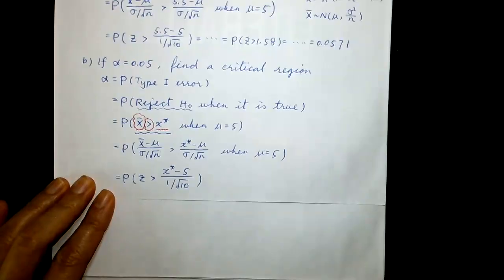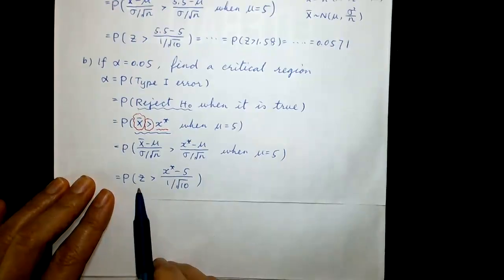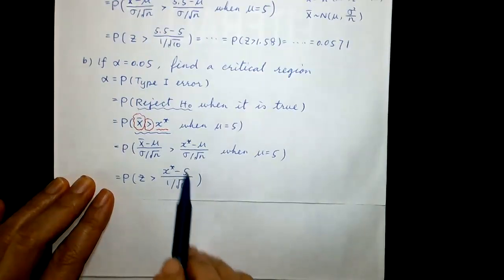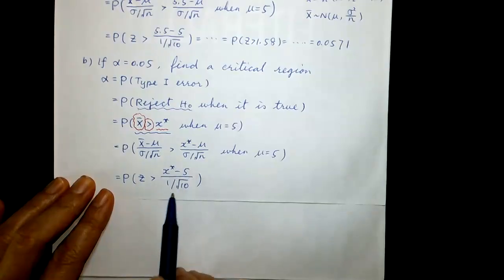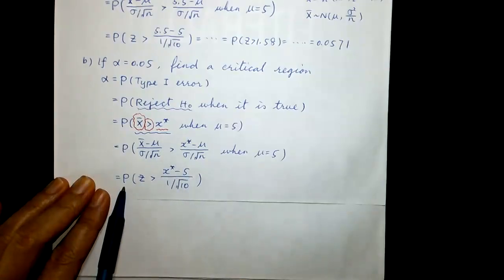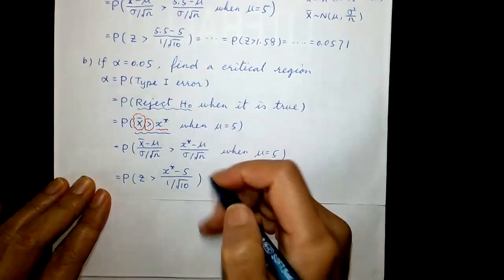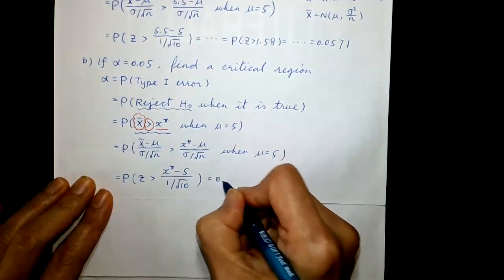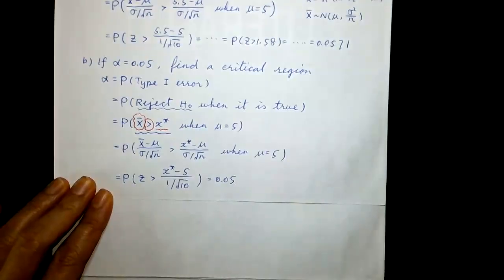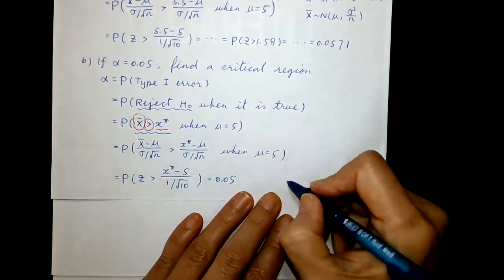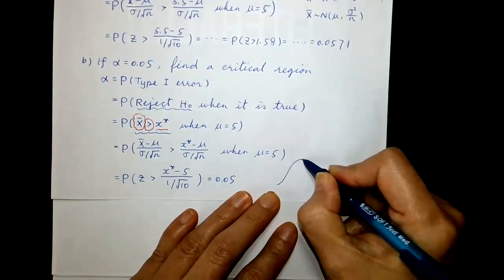Then you substitute whatever values are available. Z is greater than something. We don't know what the value is, but we know that this probability started with alpha. The alpha value is given. So we have the probability that Z is greater than a value, equal to 0.05.